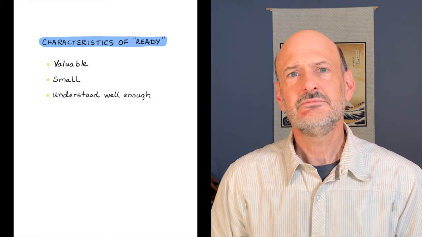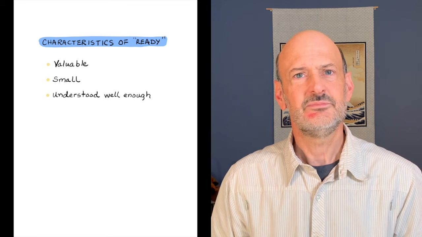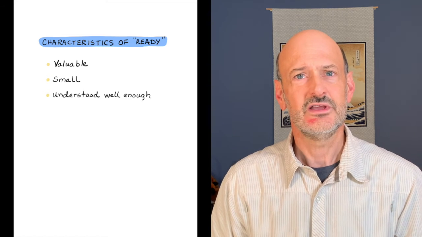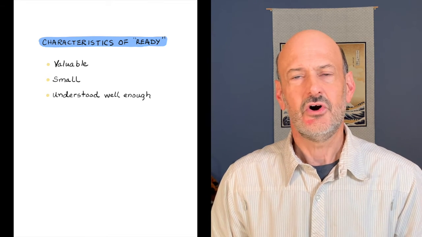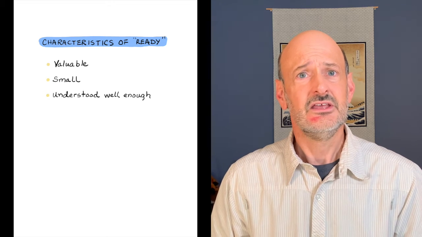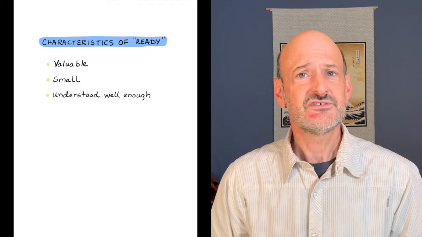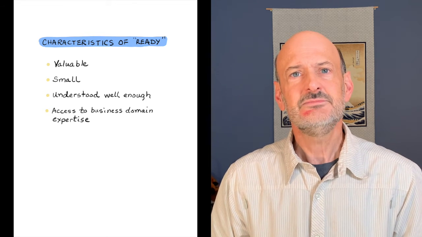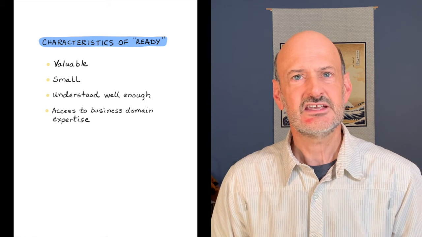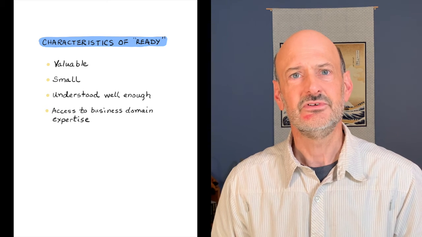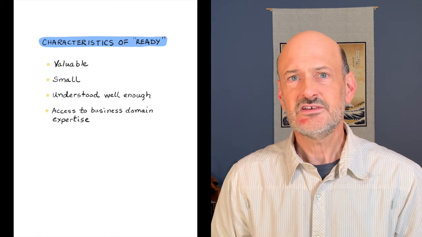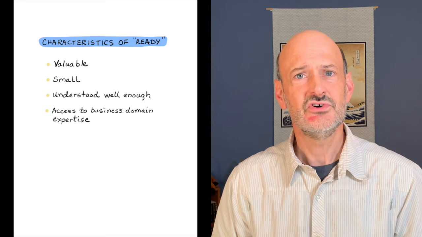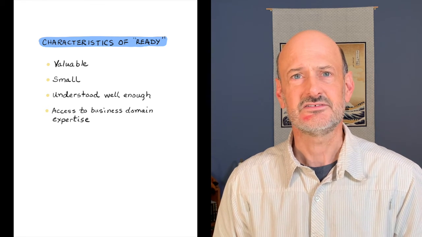Third, the item must be understood well enough by the team that they have a high probability of getting the item done quickly. It's unlikely that all unknowns can be eliminated, but the level of unknowns must present an acceptable risk. Fourth, the team must have access to business domain expertise during the time that they are building the item, so any questions they have can be addressed quickly by someone who is most likely to have the right answer.